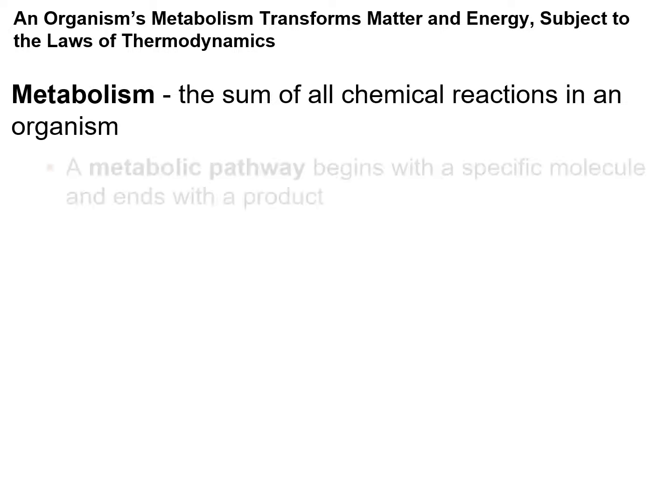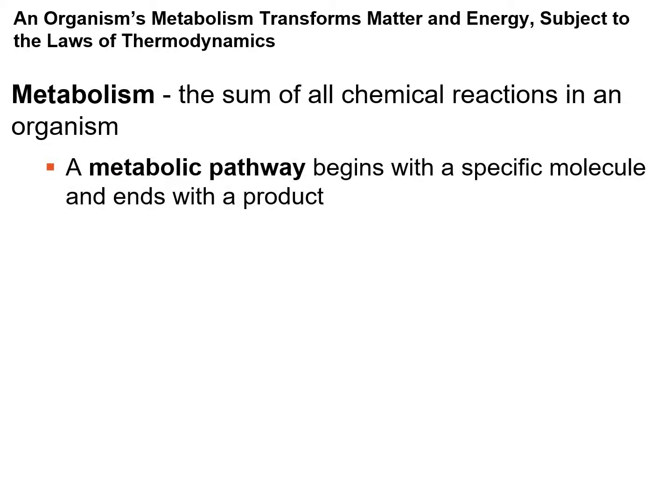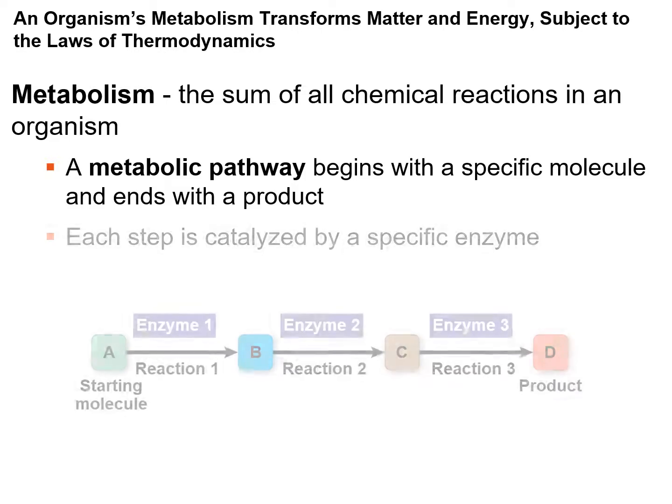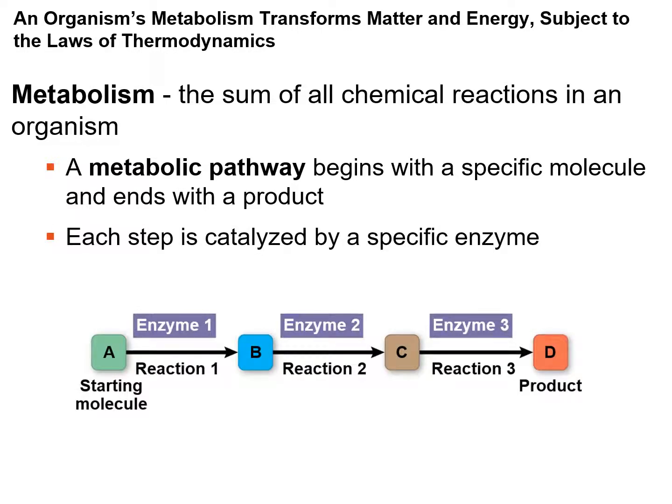The term metabolism refers to the sum total of all chemical reactions in an organism. You can think of a cell's metabolism as a complex roadmap with thousands of reactions or metabolic pathways intersecting with one another. A metabolic pathway begins with a specific molecule, which is altered in a series of steps, resulting in an end product. Each step of the pathway is catalyzed by a specific enzyme.